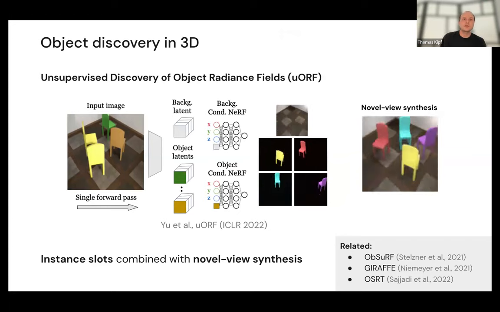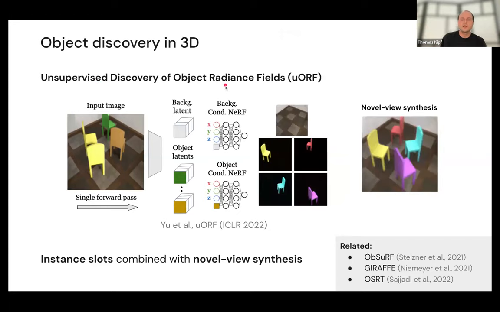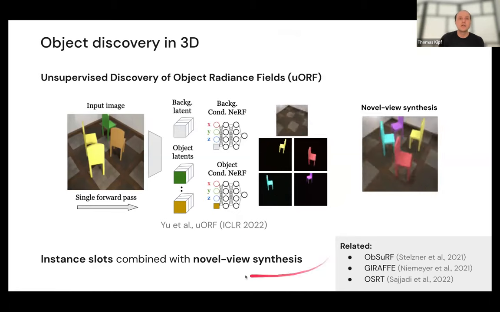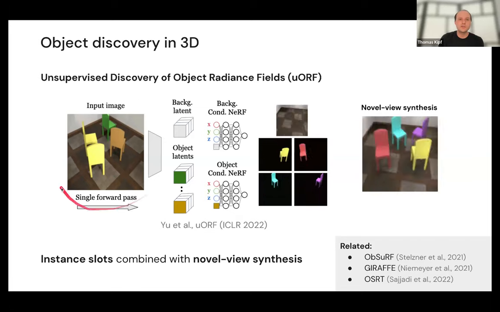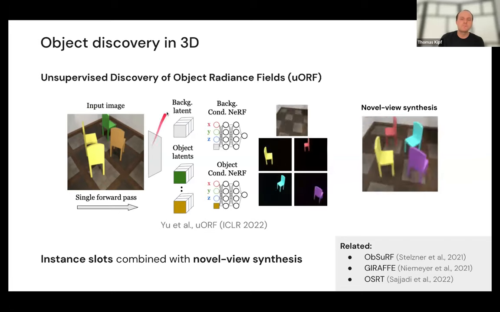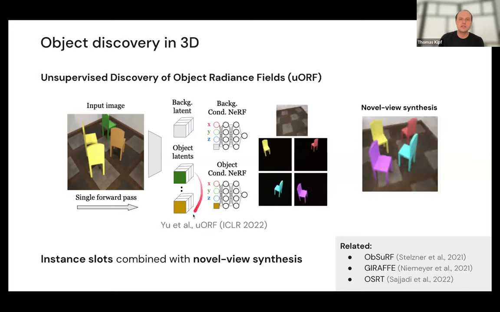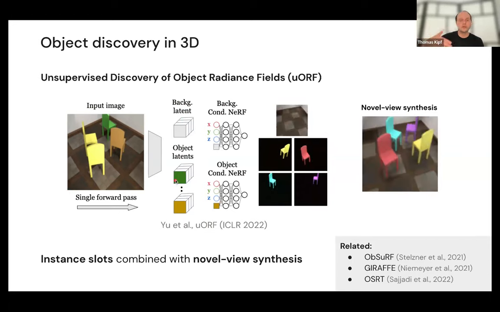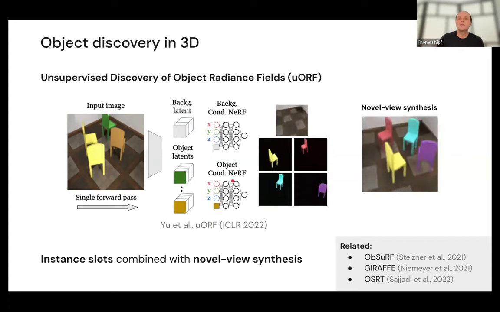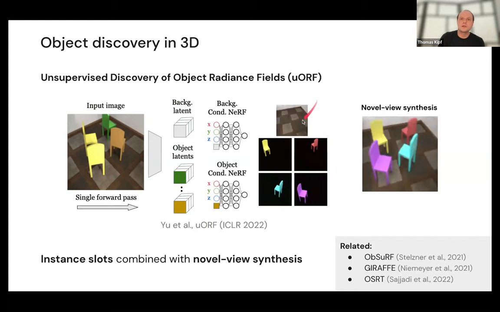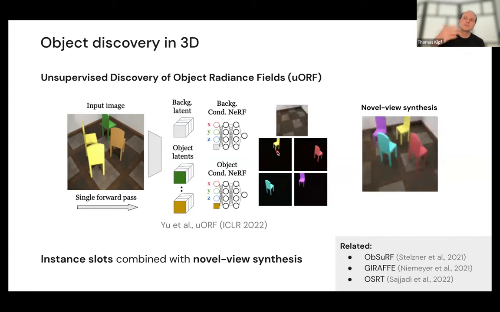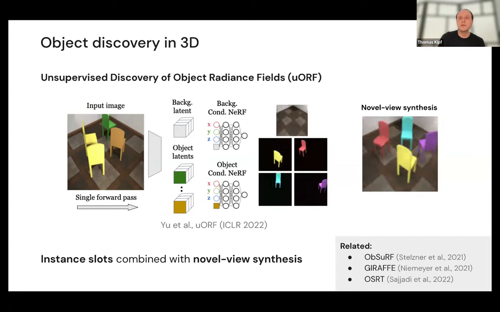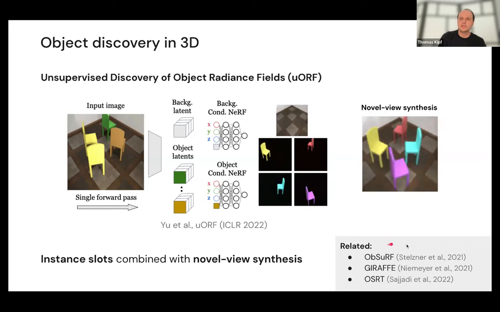This is, for example, done in this paper, Unsupervised Discovery of Object Radiance Fields, or uORF, from ICLR last year, where instance slots are combined with a novel view synthesis objective. They're trained in a way that you start from an input image, you encode it, and you apply some version of slot attention to obtain your object latents, in this case also a background latent. Then you have a per-slot NeRF that renders a novel view. You apply an L2 loss in pixel space and train the whole model end to end. What you get out of it is per-slot binding of objects. You can then manipulate those scenes and render novel views, and these objects are really decoupled from the pixel grid, which is nice. There's also some more recent work which scales this to more complex datasets, for example OSRT.